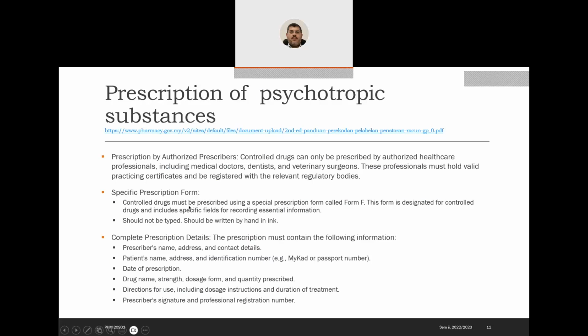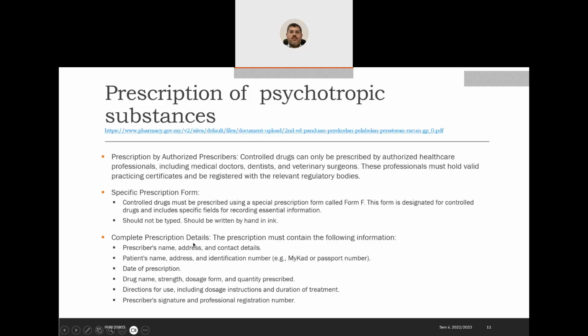We call it Form F for psychotropic substances. It should not be typed, but should be written by hand, and in ink, meaning it cannot be erased or changed. If it is in ink, then you cannot change it, right?